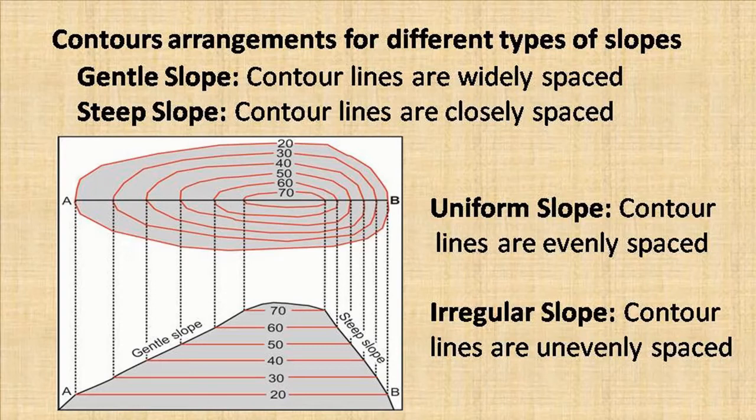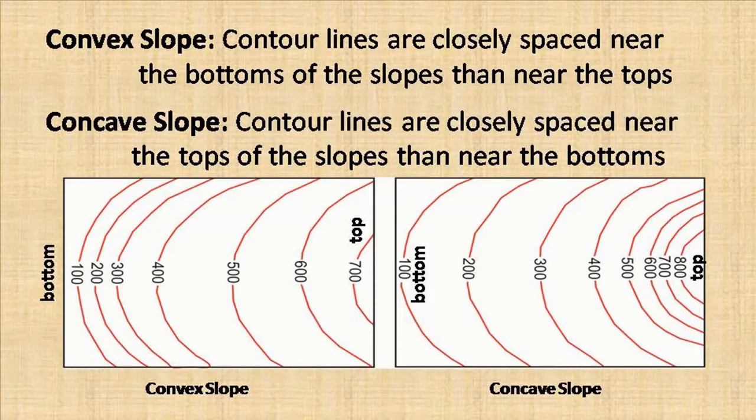So similarly, in a uniform slope, the contour lines are evenly spaced. In irregular slope, the contour lines are unevenly spaced. In convex slope, the contour lines are closely spaced near the bottom of slope than the top. See this picture. Here, the contours are closely spaced, and here this is the top of slope and contours are widely spaced. This type of arrangement indicates a convex slope.